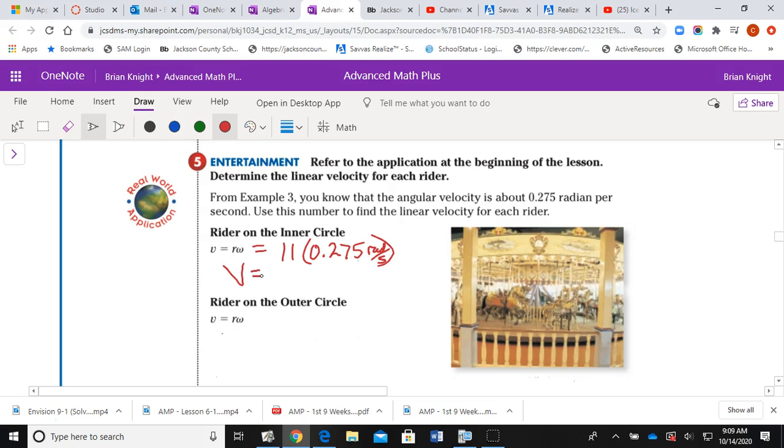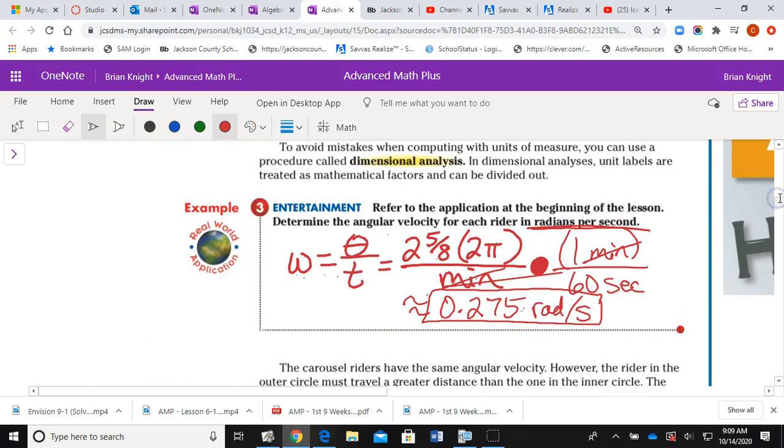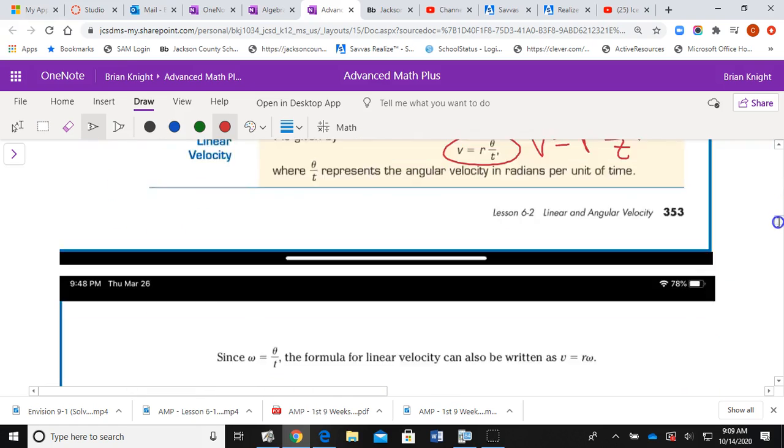Here? Yeah. No, because that's what I'm saying. We already found it up here. We already did the pi in example 3. Right here, we found the angular velocity for the carousel. So here was our pi. You got me? So we've already found it. We've already put the pi in. We're just using the answer we got from example 3 on example 5. Okay?